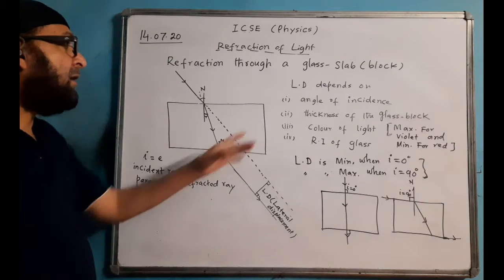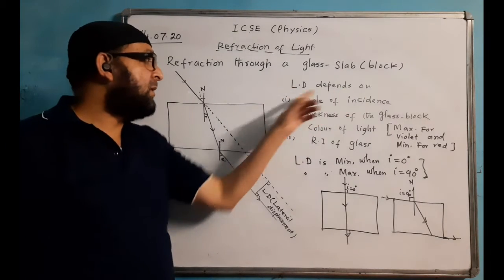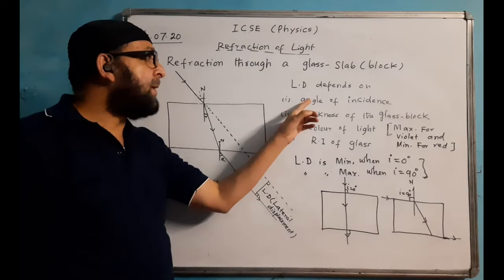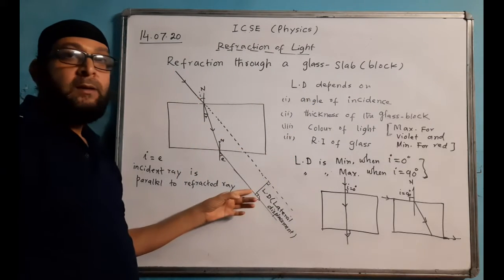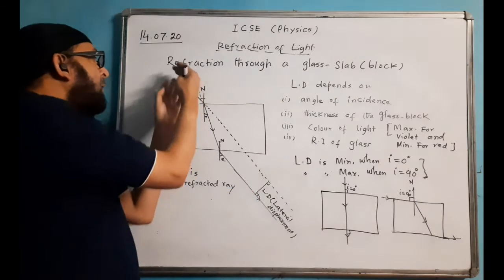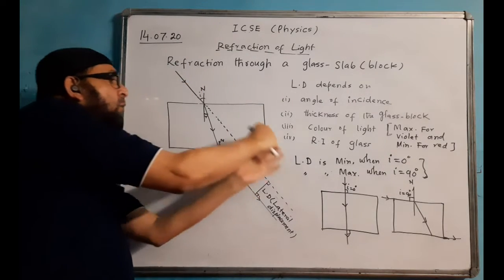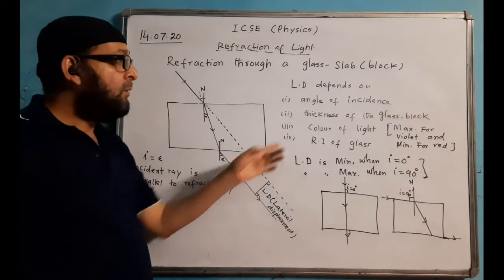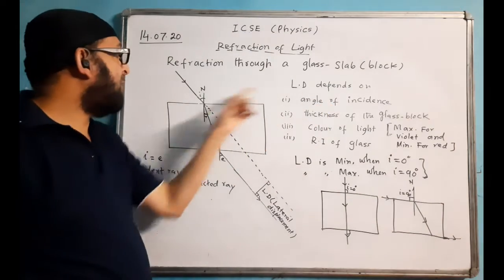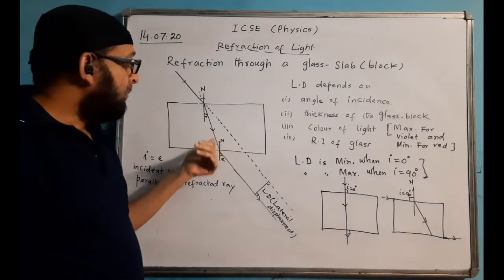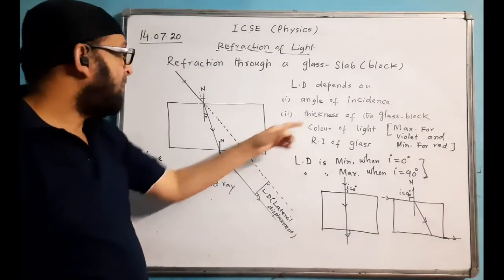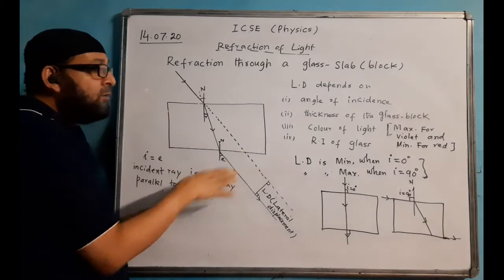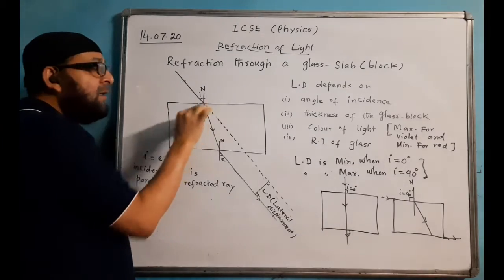Okay, now the lateral displacement depends on these factors. It depends upon the angle of incidence. The more the angle of incidence, the more the lateral displacement will be. Suppose this ray comes here, the ray will go like this, the gap will become more. So the more the angle of incidence, the more the value of lateral displacement. The second factor is the thickness of the glass block. The more the thickness, the more the lateral displacement; the less the thickness, the less the lateral displacement.